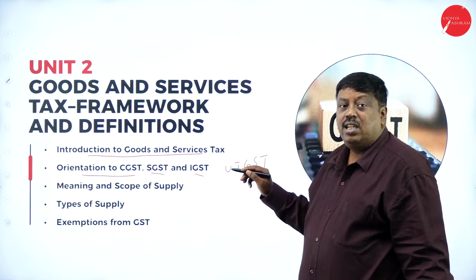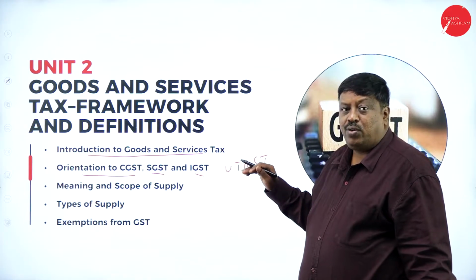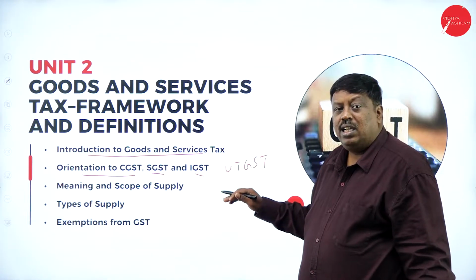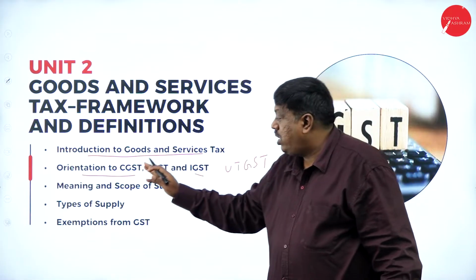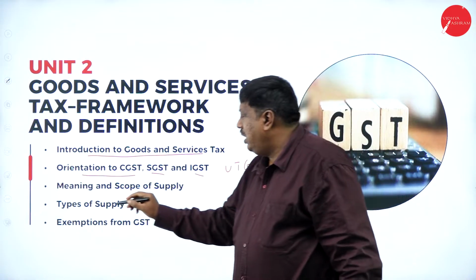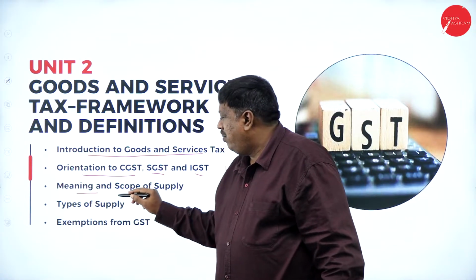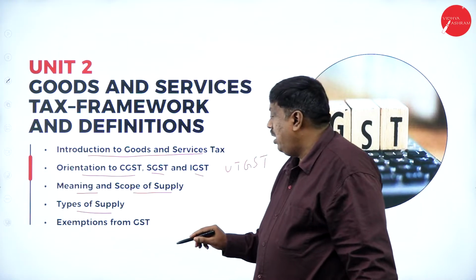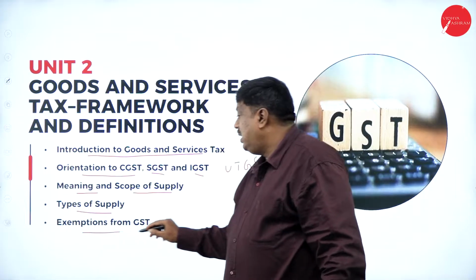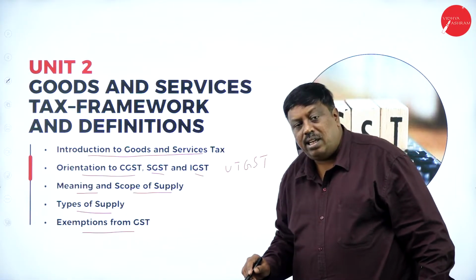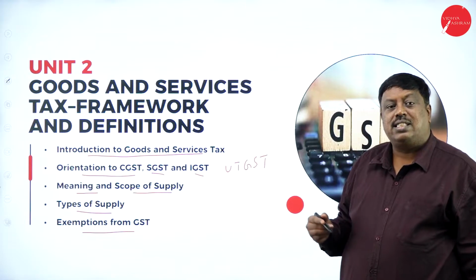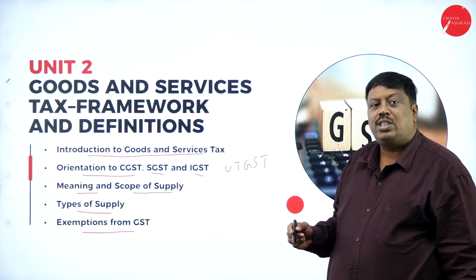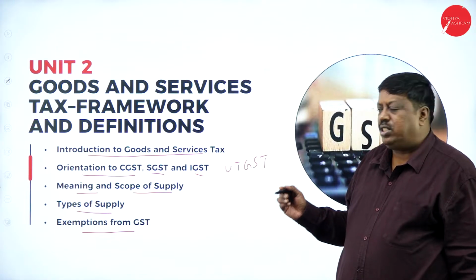These are the 4 types of GST that we have, and we're going to learn them in depth, and their orientation. In the same chapter we are going to learn the meaning and scope of supply, how many types of supply there are, and which exemptions there are for goods and services, which are not taxed in the GST concept.